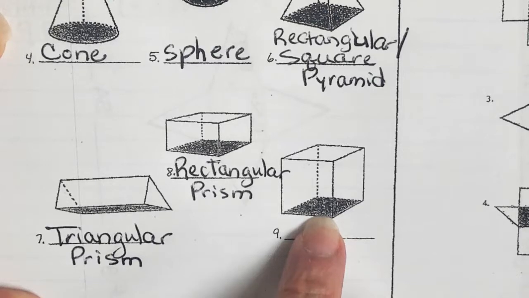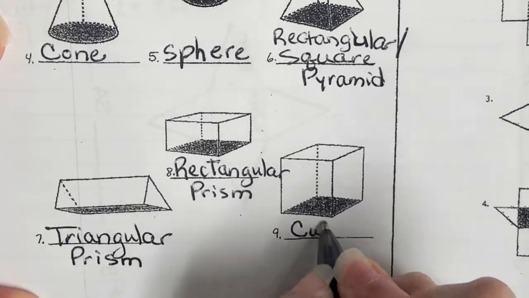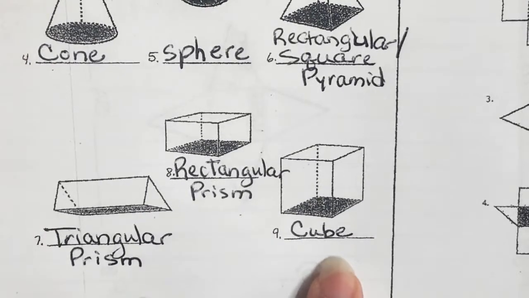And 9, cube. If you called it a square prism, I would probably count it right, just because we keep naming prisms. But that is a cube.